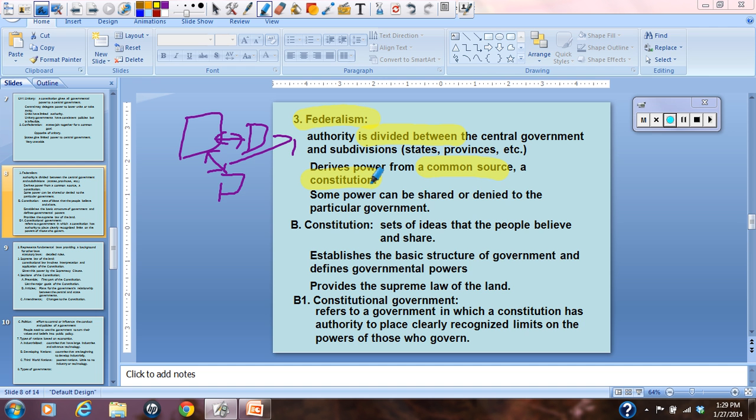All right? Now, a Constitution is what? Set of ideas people believe. Okay, good. It's a set of ideas that people believe and share. Okay? All right. Whereas a constitutional government is a government that is what?